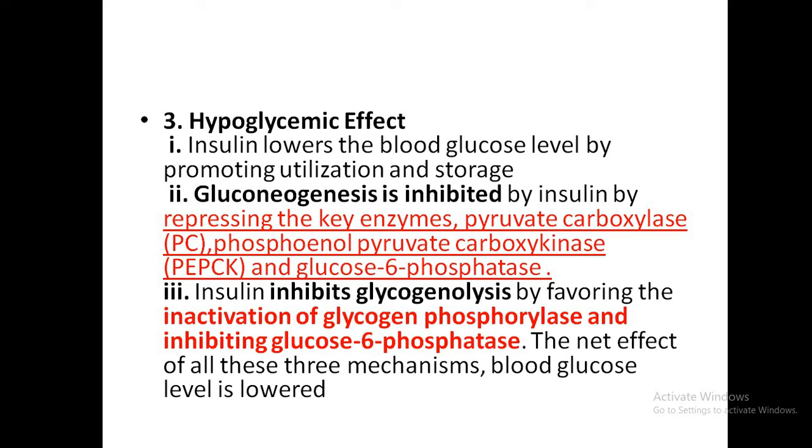Hypoglycemia. It lowers the blood glucose level by promoting utilization and storage. Gluconeogenesis is inhibited by repressing the key enzymes, pyruvate carboxylase, phosphoenol pyruvate carboxykinase, and glucose 6-phosphatase. Insulin also inhibits glycogenolysis by favoring inactivation of glycogen phosphorylase and inhibiting glucose 6-phosphatase. By the net effect of all these three mechanisms, blood glucose level is lowered.